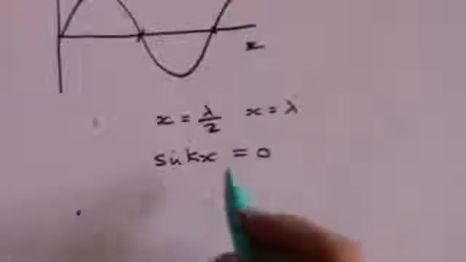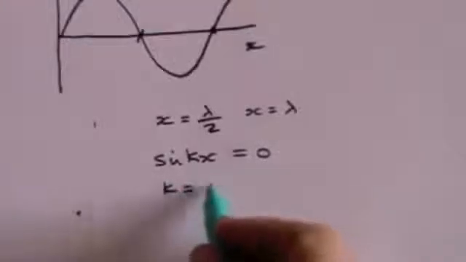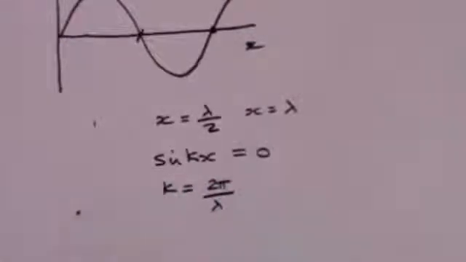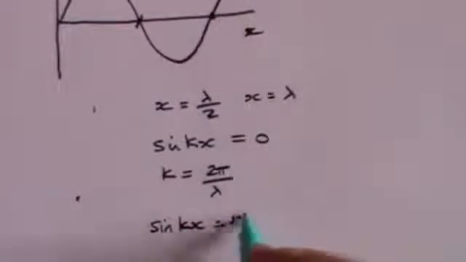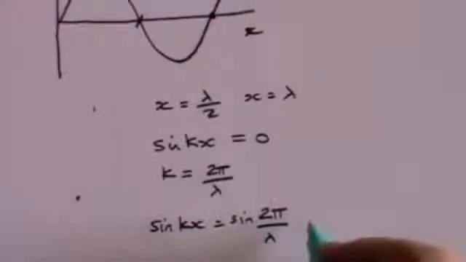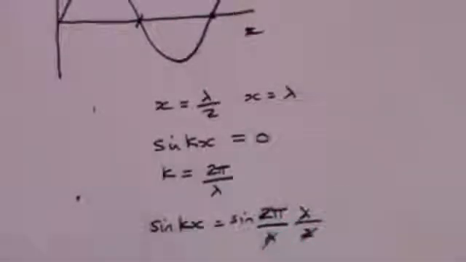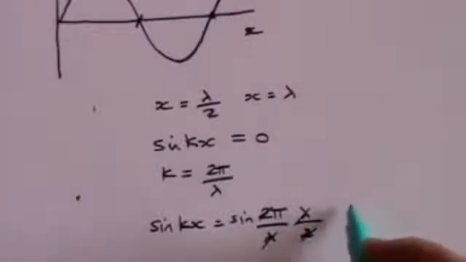And the reason for that is that you'll remember that k was 2 pi over lambda. And so the sine of kx is going to be the sine of k, which is 2 pi over lambda, times x. And x is either lambda over 2 or lambda. Let's do it for lambda over 2 first. The lambdas obviously cancel, the 2's cancel, and you get the sine of pi, and the sine of pi is 0.